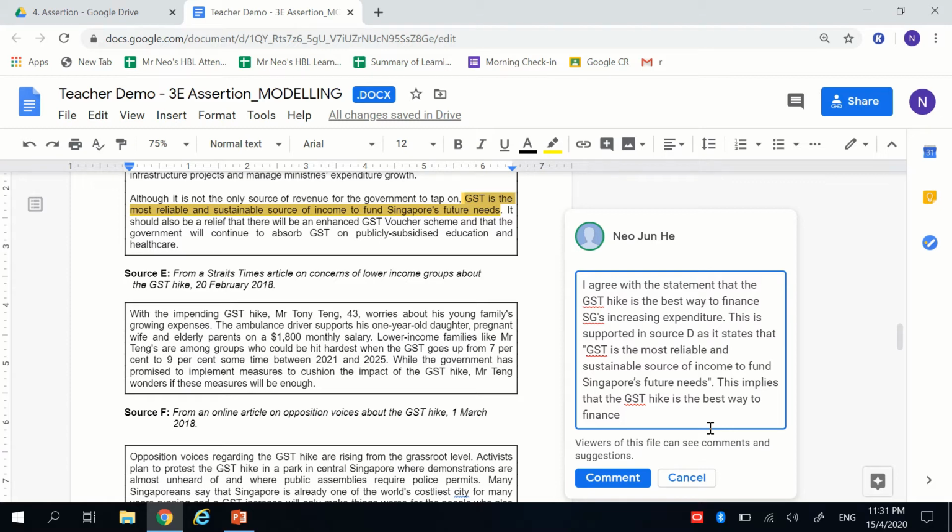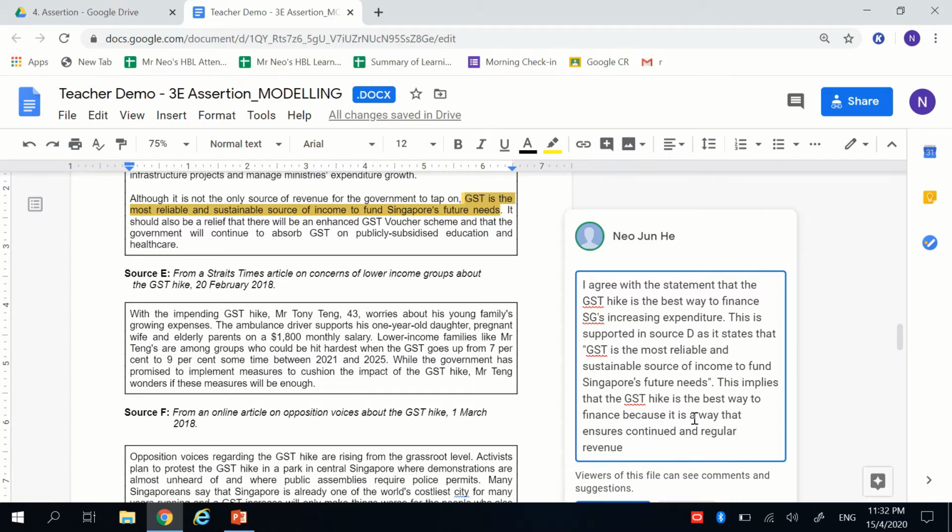Explaining means linking your evidence to your argument. Because, and then now you explain. Because it is reliable and sustainable. You cannot lift this, so let's try to rephrase this. Because it is a way that ensures continued and regular revenue. It is the way, let me just try to rephrase this, the most reliable and sustainable source of income.